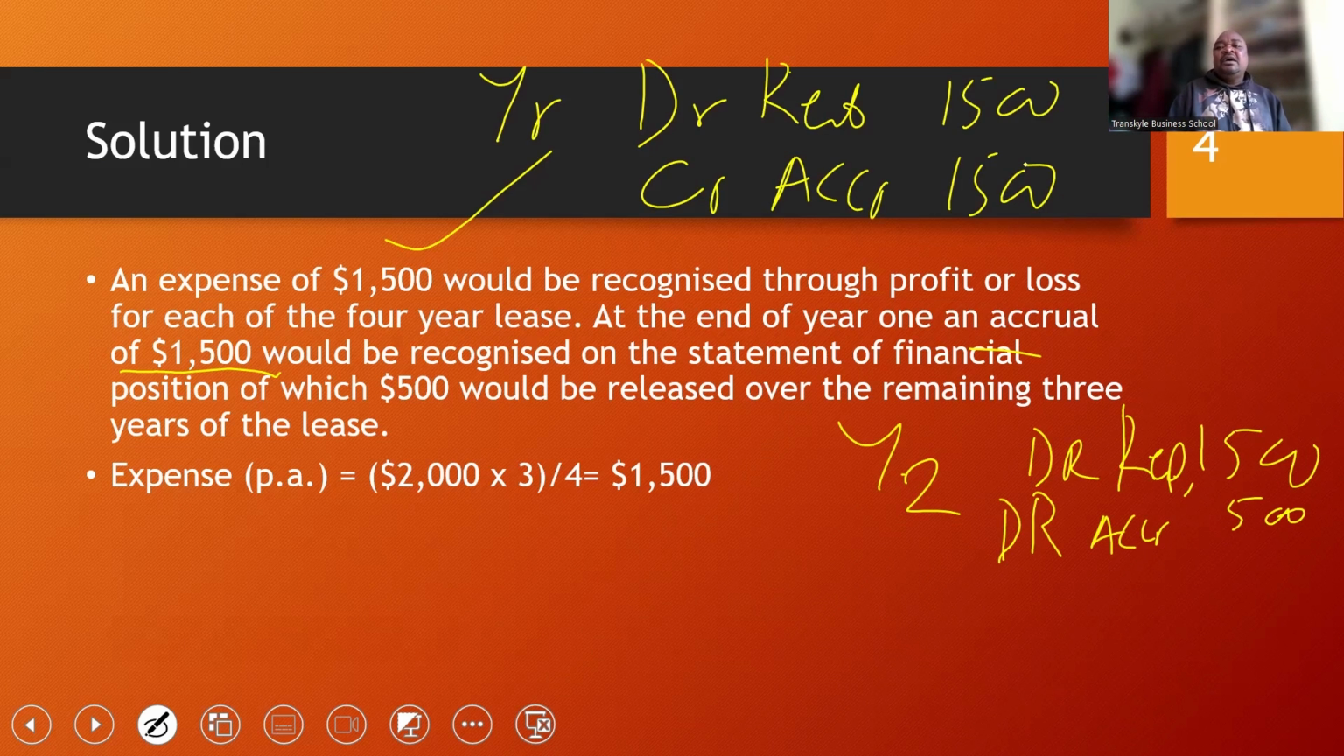But in year 2 now, we are debiting the rental expense again. Remember, each of the years should have a 1,500 expense. So we are debiting rental expense for year 2, 1,500. We are also debiting the accrual. We are now amortizing the accrual, but we are amortizing 500 for each of the 3 years remaining. So debit rent 1,500, debit accrual 500. This comes to 2,000. And credit what? Because we are now making a payment, credit cash 2,000.